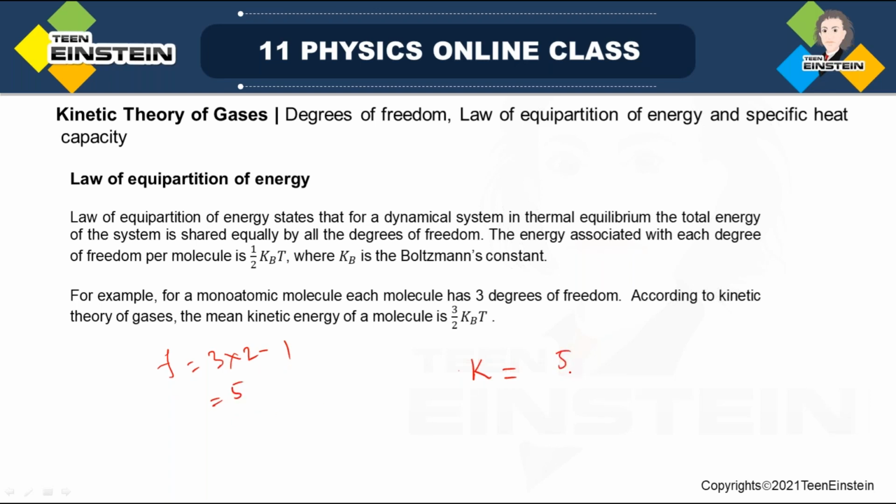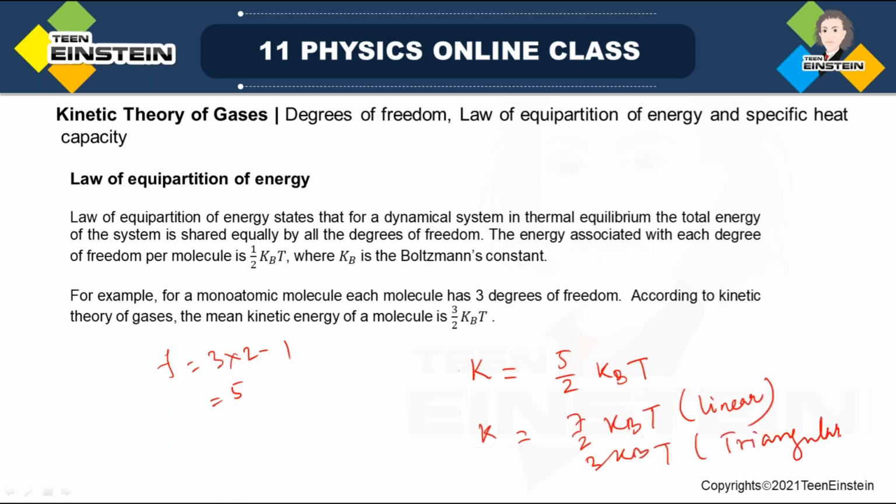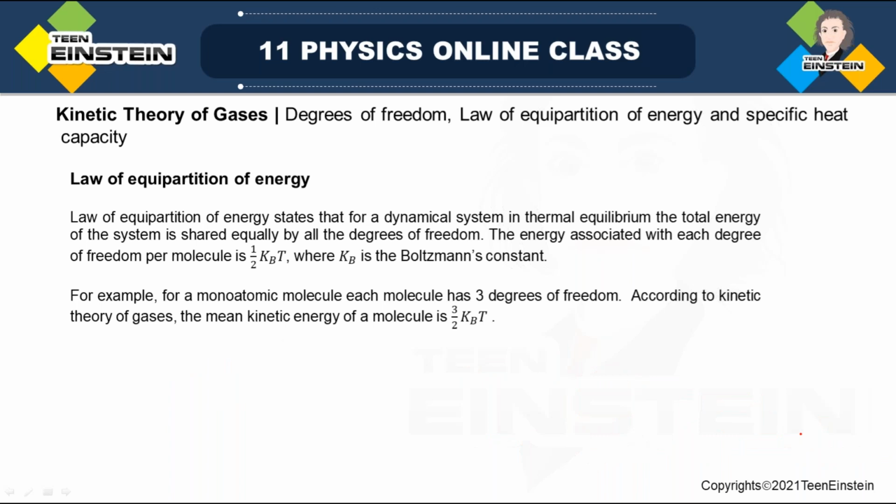Okay, for a diatomic gas, 5 by 2 kBT, because each degree of freedom per molecule shares half kBT energy. So 5 by 2 kBT. For a molecule with vibration, there can be 7 by 2 kBT, for a linear one, and there will be 3 kBT for a triangular molecule. All right, so this is the law of equipartition of energy. To find out the mean kinetic energy of a particular gas, we need to know the law of equipartition of energy, and degree of freedom is the basis of this law. So that's why degree of freedom is important, and we have learned that.